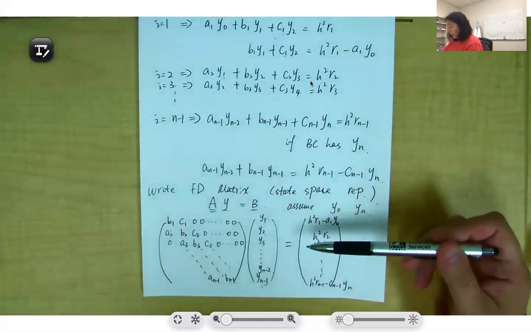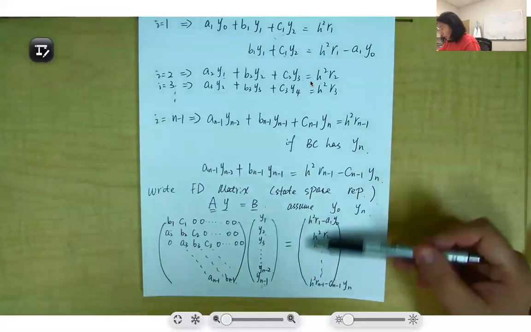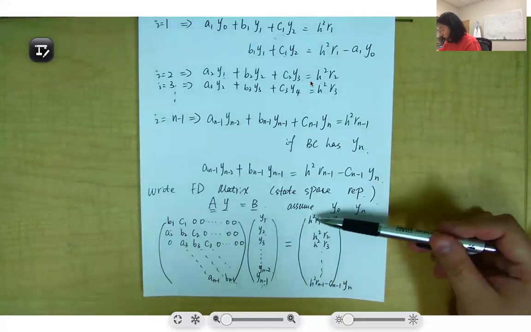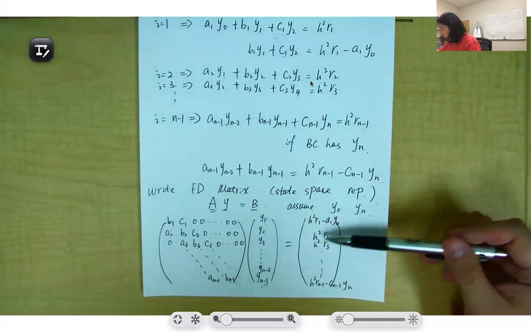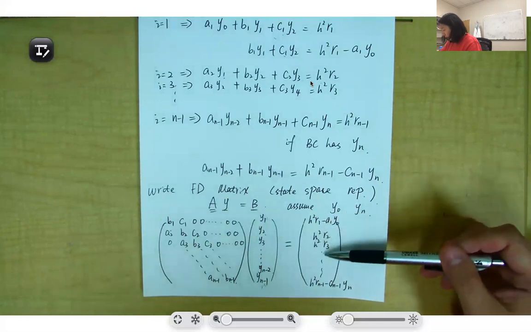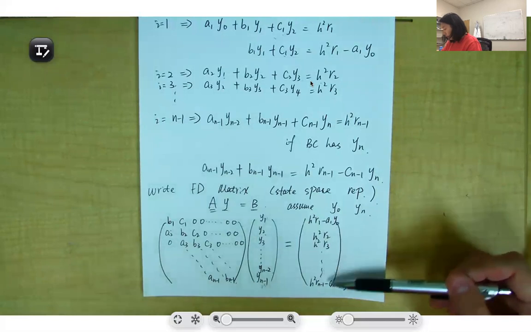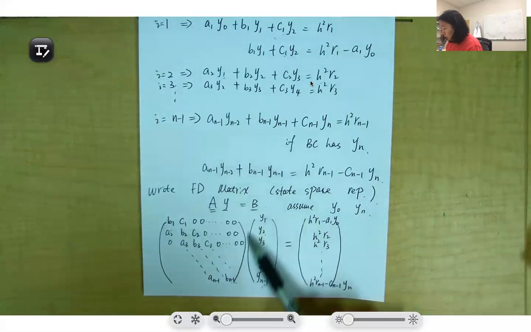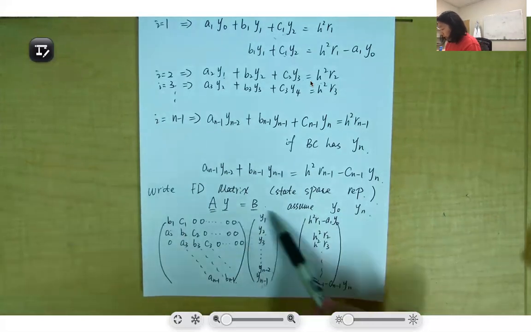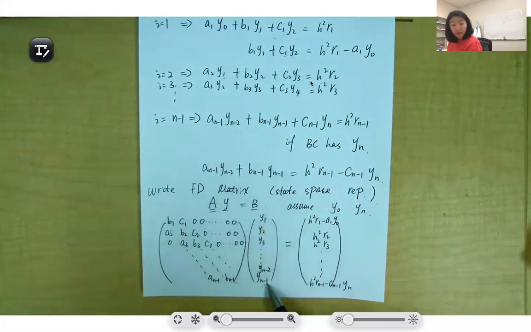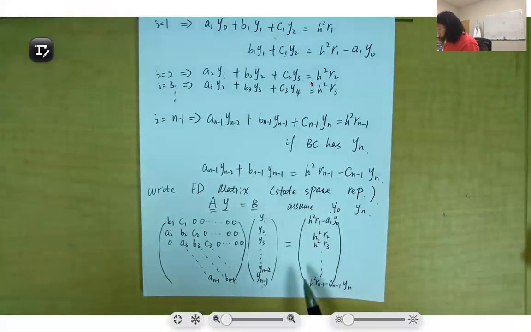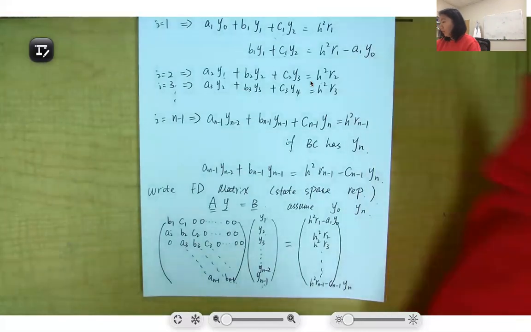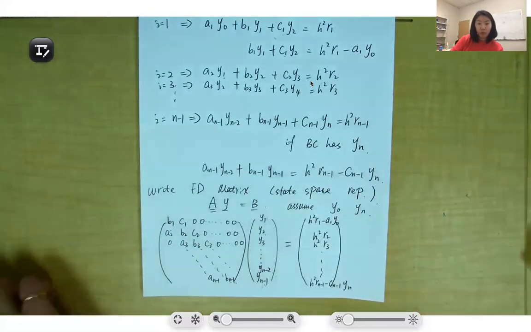And basically how you can solve it, you know what is here, right? You know h squared r1 minus a1 y0, h squared r2, h squared r3 until h squared r n minus 2, and the final equation. You know all these terms. You also know the coefficients. Then you can solve for y1 to yn minus 1. Okay. And yeah, that is how we can solve using the finite difference method. And we will use an example to show how we can solve it.